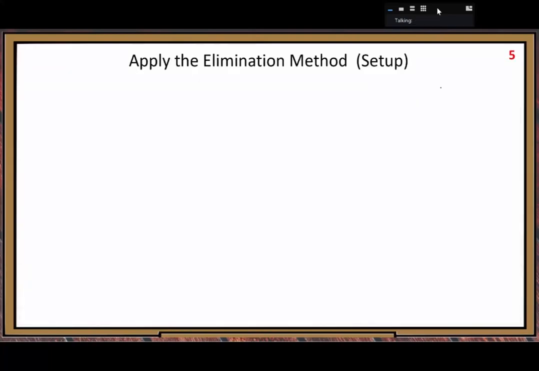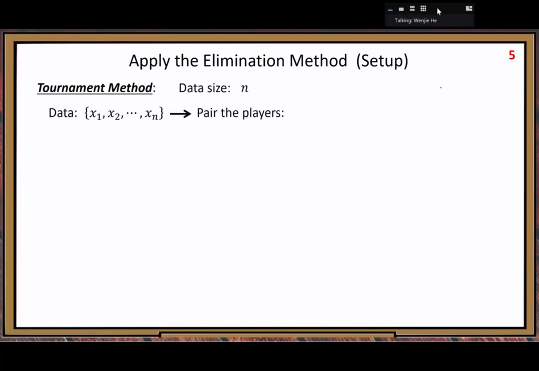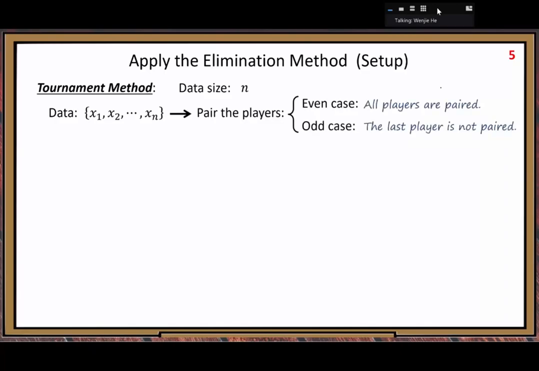This is only for a one-to-one comparison. If you had a one-to-one-to-one comparison, that would be pairing your groups with three. So now let's talk about this tournament method: pair the players, even case, odd case, and we want to work on the even case.